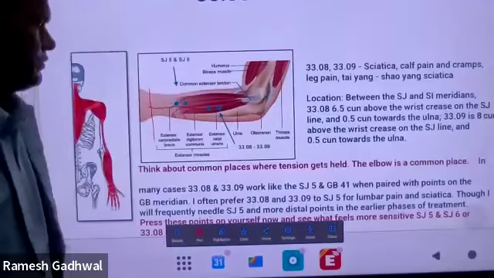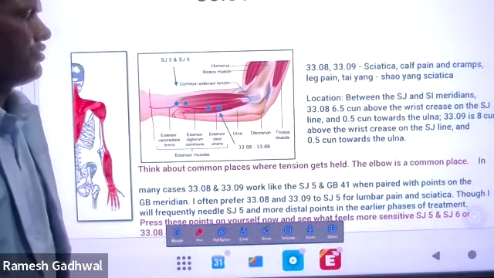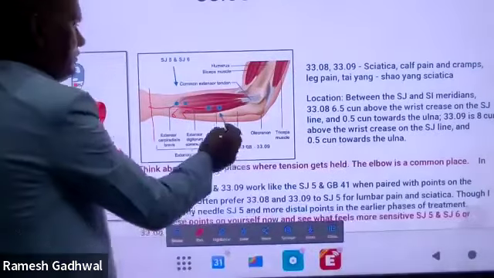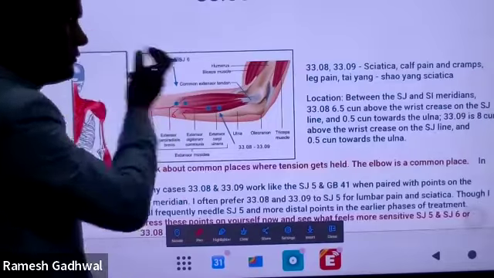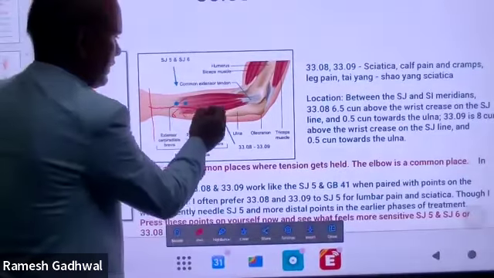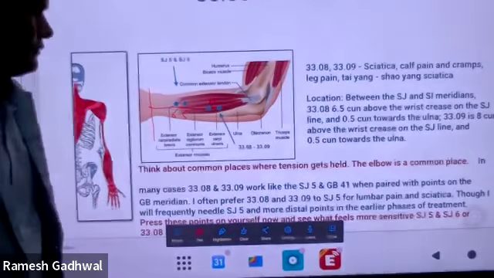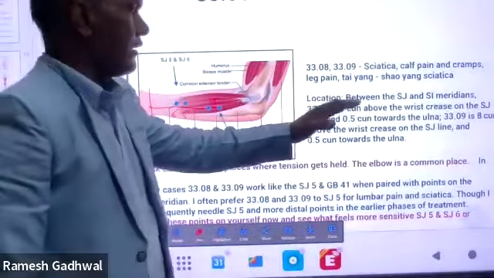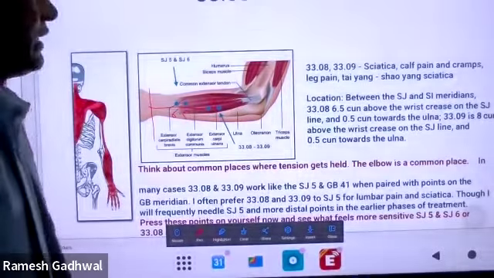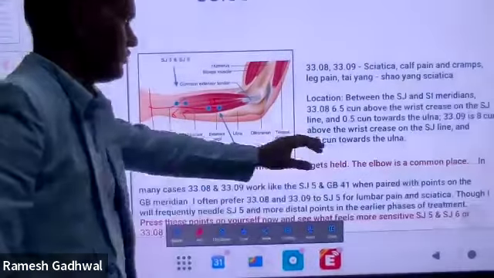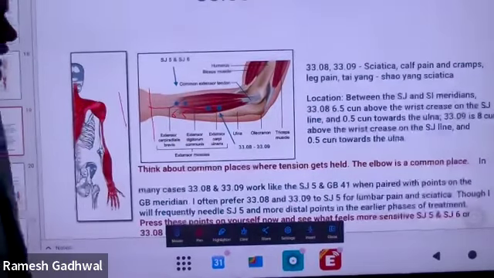Then second point, 0.5 tun towards the ulna. 33.09 is 8 tun above the wrist. Then 8 tun above. Then what is the difference here? 1.5 towards the ulna, and 33.09 is 8 tun above the wrist crease on the San Jiao line, and 0.5 tun towards the ulna. Think about common places where tension gets held.